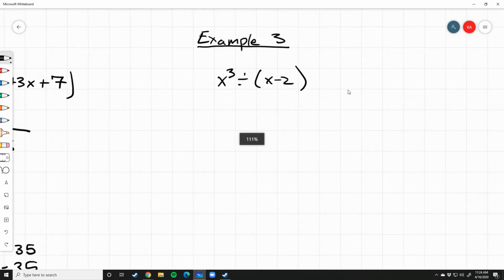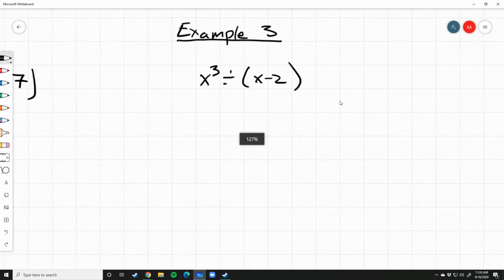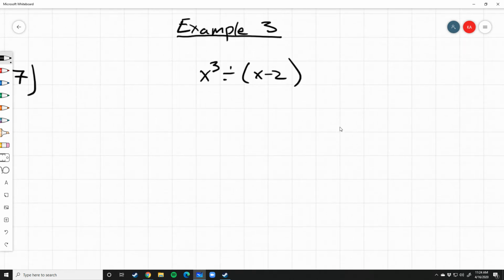Okay, so this third example we definitely did talk about, but I think it's worth going over again. Let's set this problem up. So x minus 2 is going to be divided into x cubed. The first thing you'll notice about this problem is that you only have one term in your dividend. That's weird. We haven't seen a problem quite like this in our examples today.